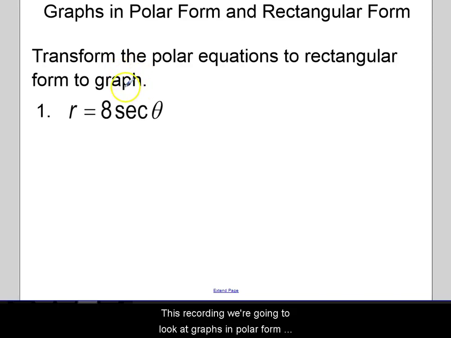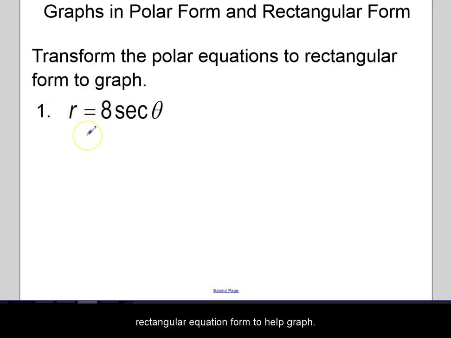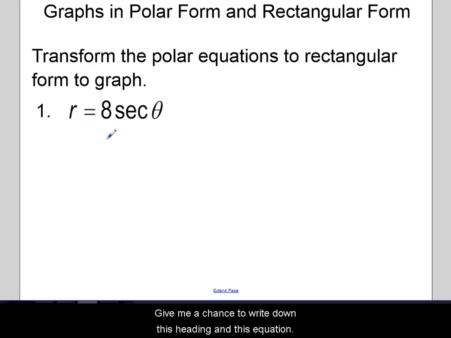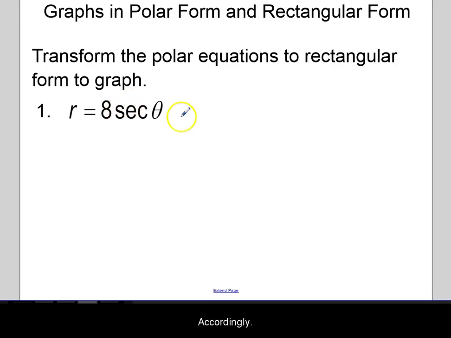In this recording, we're going to look at graphs in polar form and rectangular form, and we're going to convert three polar equations into rectangular equation form to help graph them. So I'll give you a chance to write down this heading and this equation. Play the recording when you're ready.